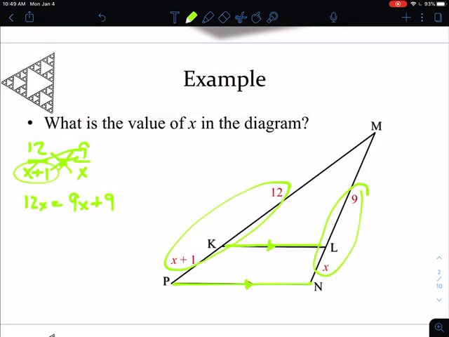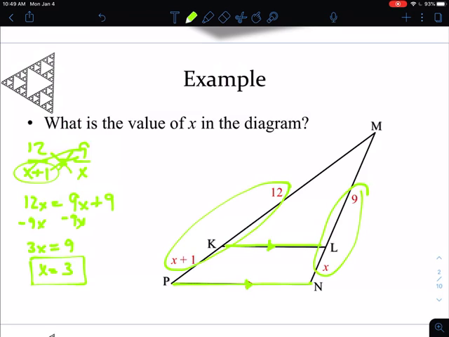Don't forget to multiply everything in these types of problems. So now I've got 12x equals 9x plus 9. I just solve my equation. So subtract 9x from both sides. We get 3x is equal to 9. And then if I divide both sides by 3, x would equal 3.